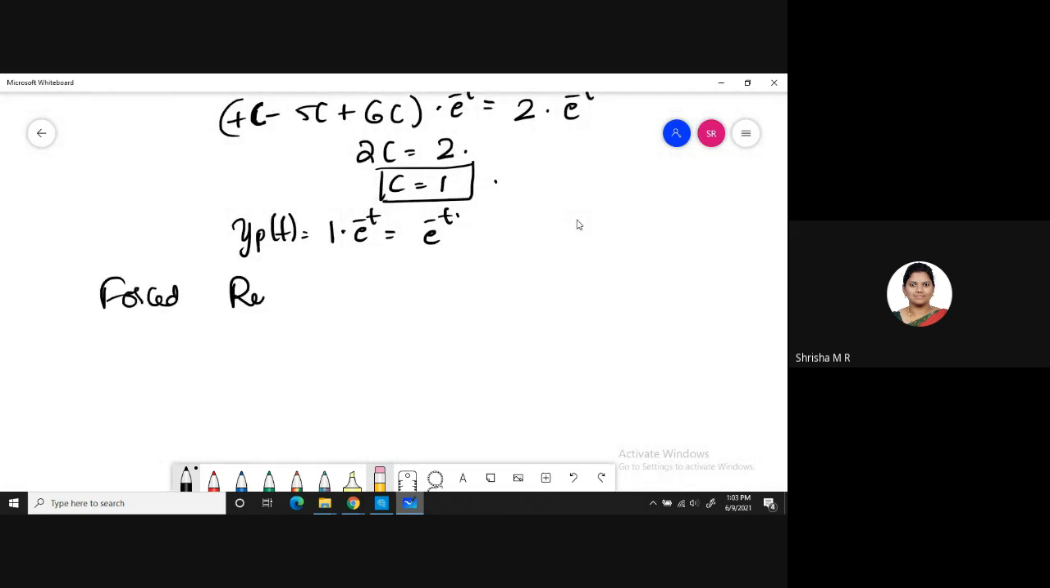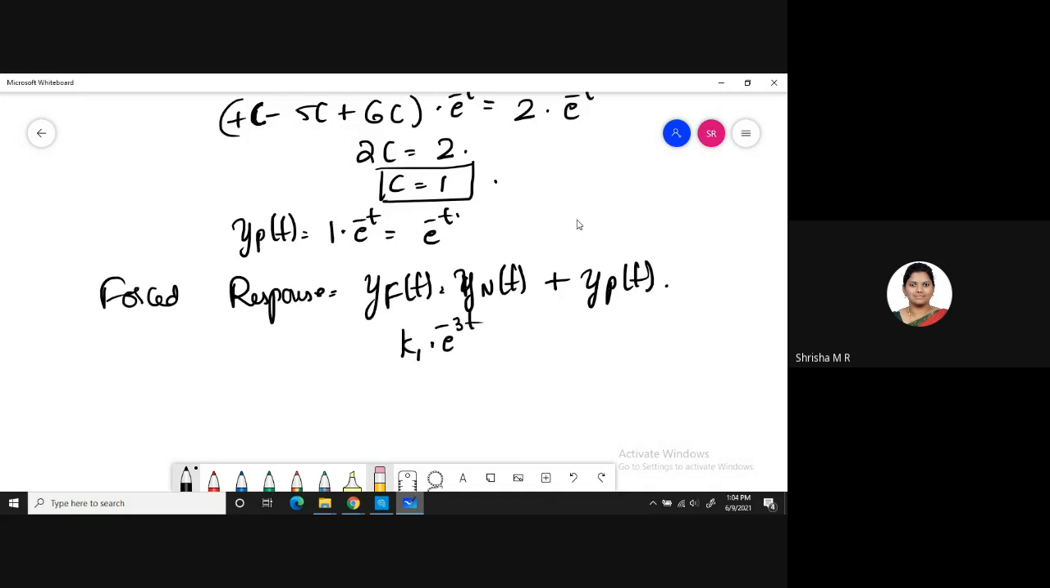Forced response is the summation of natural response plus particular response, so yf of t equals yn of t plus yp of t. Okay, so yn of t is k1 into e power minus 3t plus k2 into e power minus 2t plus e power minus t. Now again you have to find k1 and k2 assuming the 0 initial conditions.